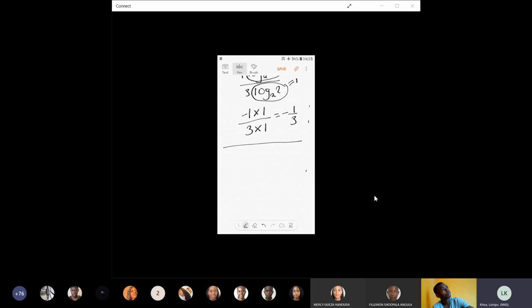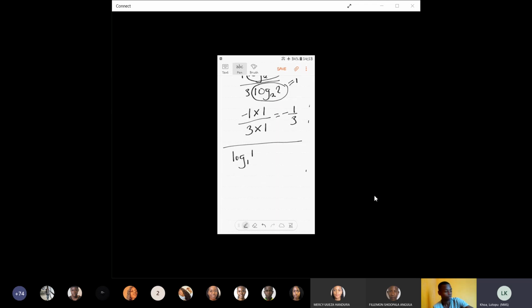Now log of 1, 1. Okay, now if you remember, we said that for a logarithm to be defined, your base must be positive and it must not be equal to 1. So it must be a positive number, that means it cannot be 0, and it also must not be equal to 1. Now we see why that is the case.